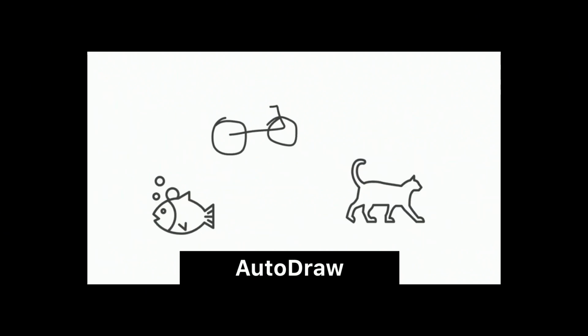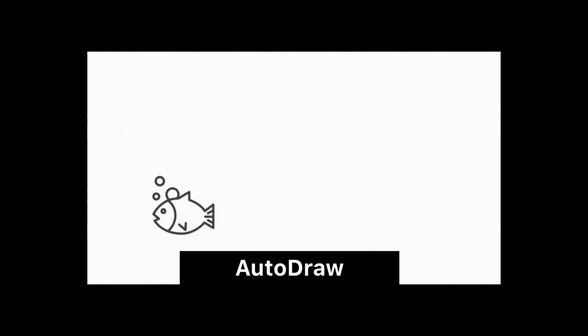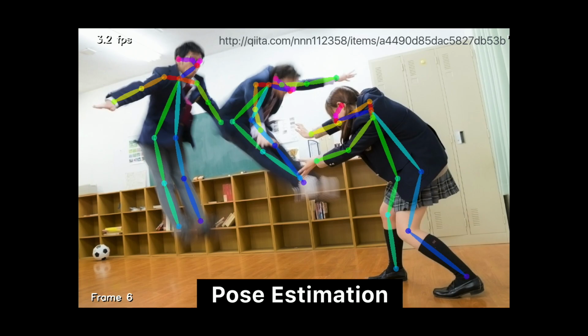This application is named AutoDraw. It converts your rough sketch to a well-designed drawing. This is pose estimation. It can recognize human skeletal pose. Considering how many things have been brought to apps by face recognition, I think this pose estimation also can have many possibilities.